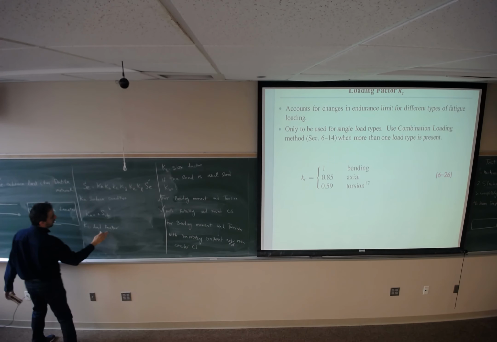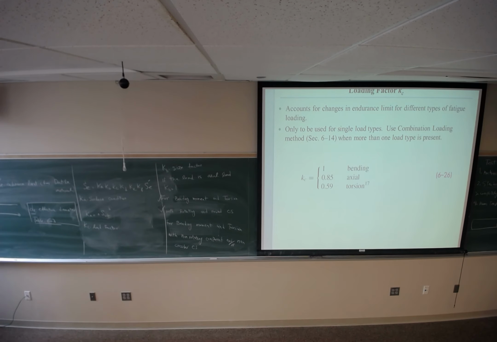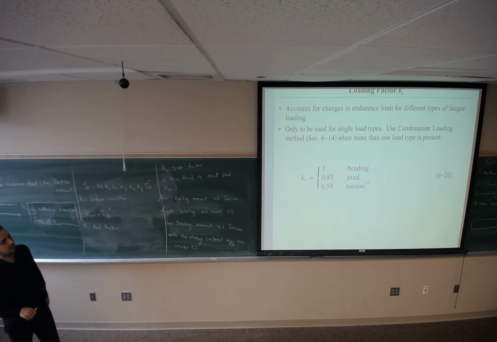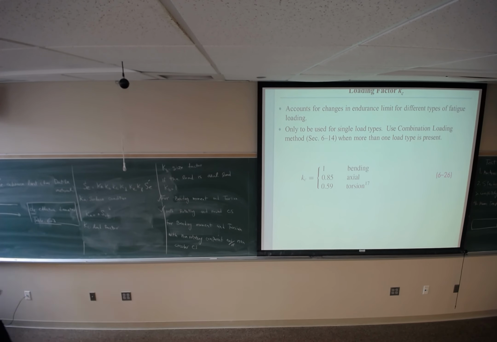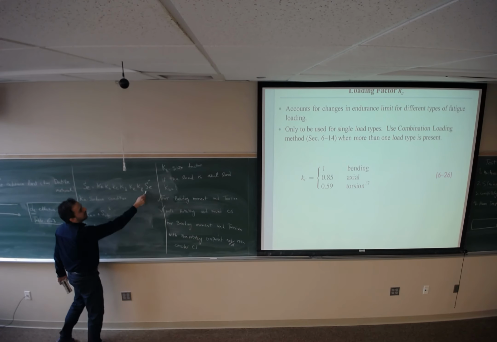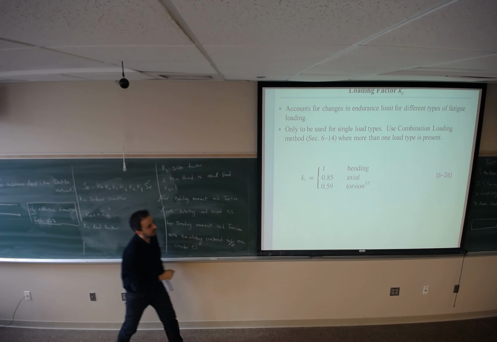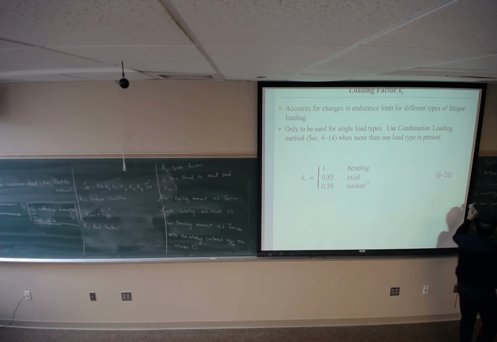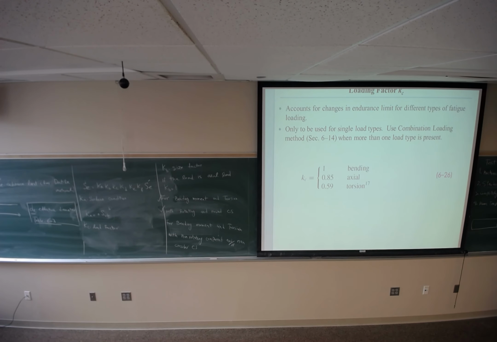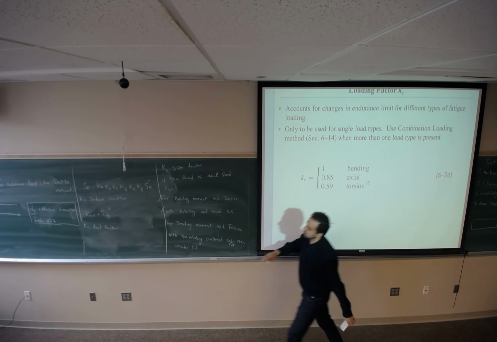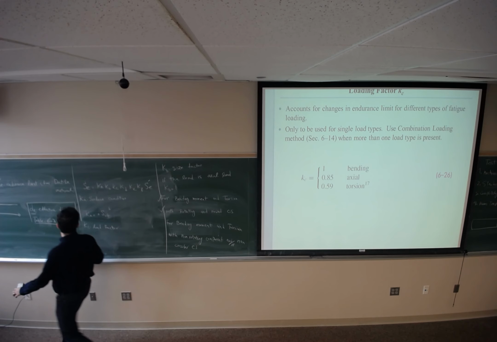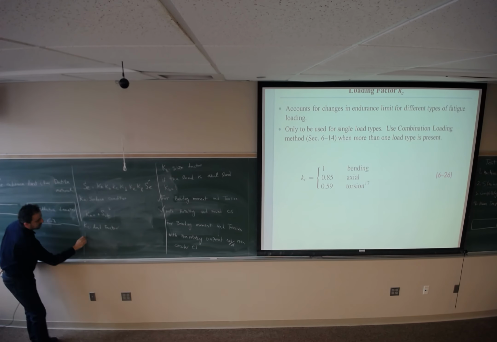But if it's a torsional load or we have axial load, we are going to use these two factors, 0.85 and 0.59. And as you see, all factors are less than 1. They are going to decrease the endurance limit because we are moving from the perfect test specimen to the real component, which is not perfect. Load factor, it's easy.